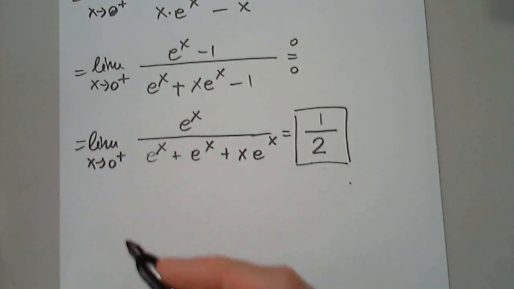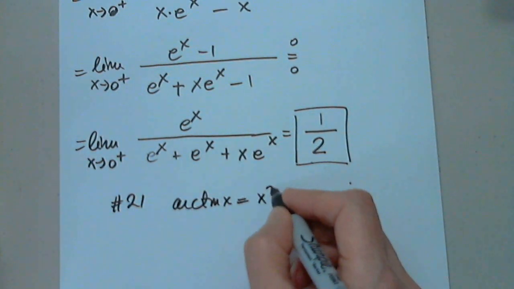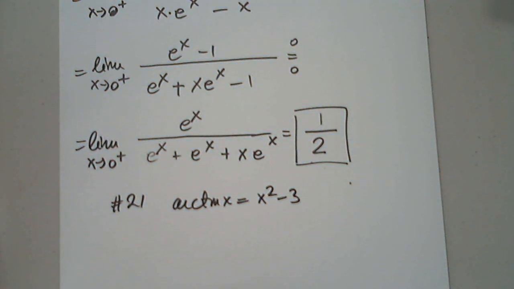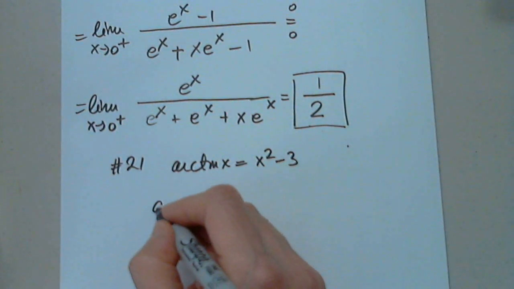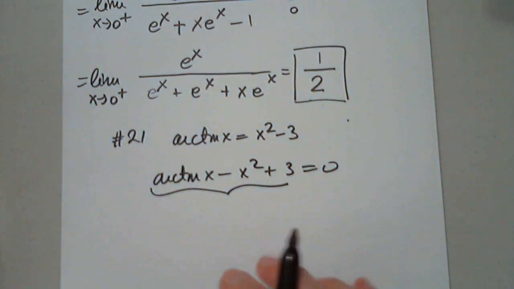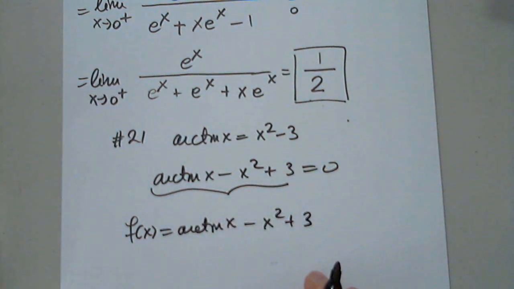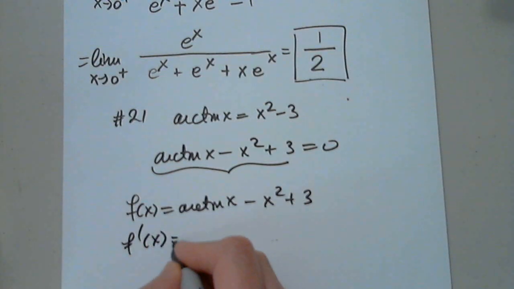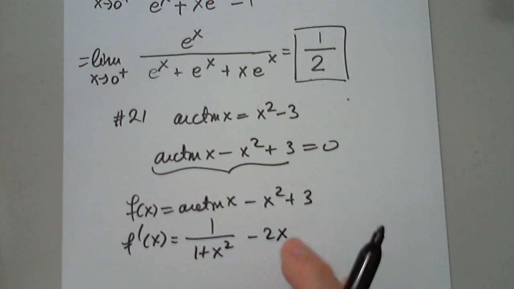Perfect. So in 21, we have arc tangent x equals x squared minus 3. You understand that no one can solve this equation by hand, algebraically. There is no way. So the first thing, I move everything to one side because I need to identify my function. So this is my function, f of x equals arc tangent x minus x squared plus 3. I have to immediately have the function differentiated: 1 over 1 plus x squared minus 2x.